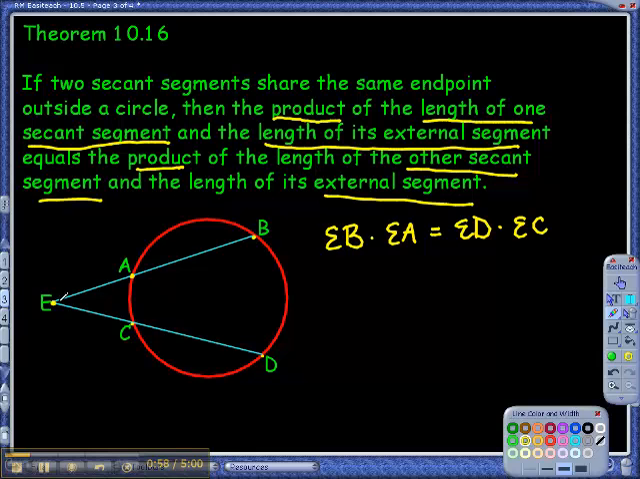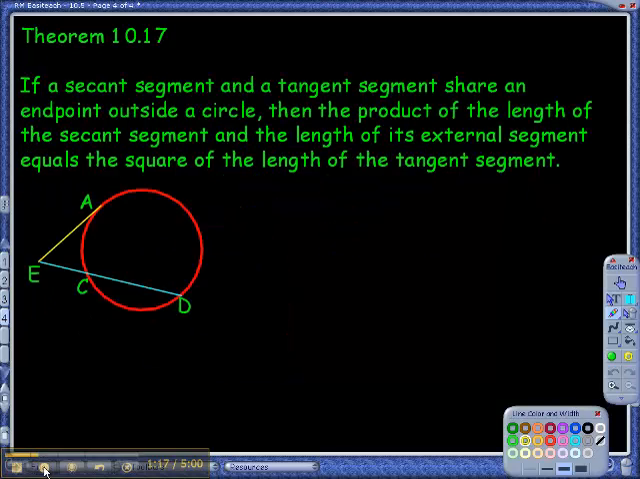Anytime you've got a point outside of the circle, we've looked at angle measures. This is talking about segment lengths, though. It says, again, the whole secant segment and its external segment, those two parts, that product, is equal to the whole other secant segment and its external segment. So just some relationships that exist with those segments in a circle.